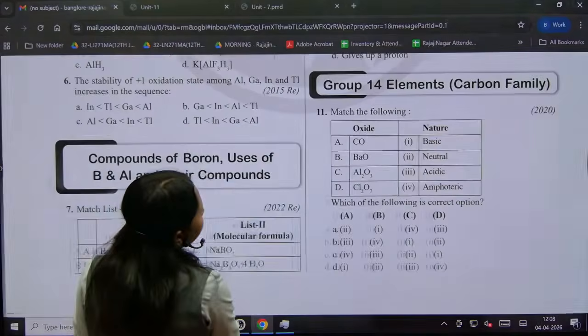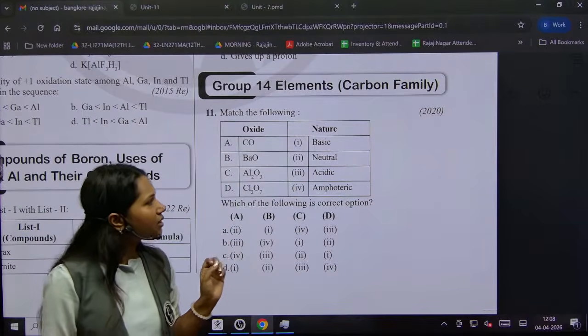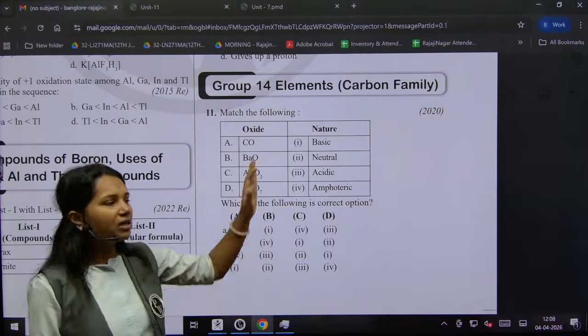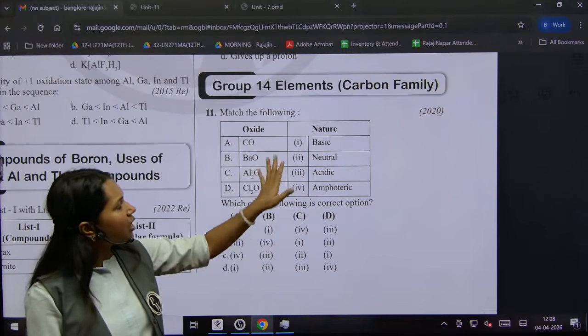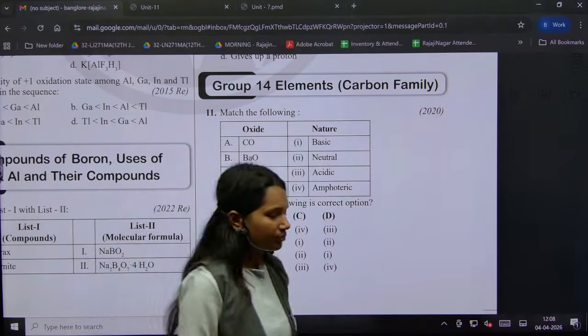Okay, this one. Can you guys tell me the answer for this? Just tell me the answer. I'm giving you 2 minutes. Solve this. I have explained this. Just let me know. And it is very important. The nature of oxides.